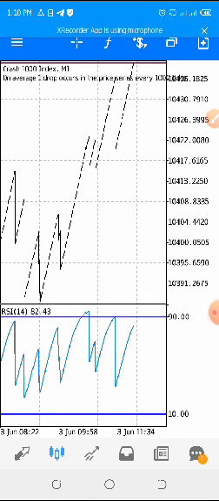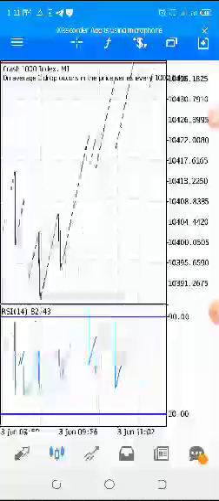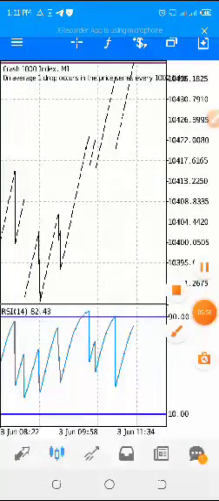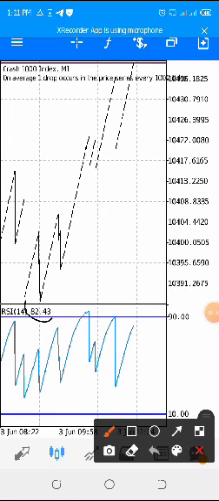Now, your focus is on this RSI 14. Look at this number, 82.43. Anytime this number gets to 99, it is inevitable, it must crash. It must crash anytime it gets to 99.